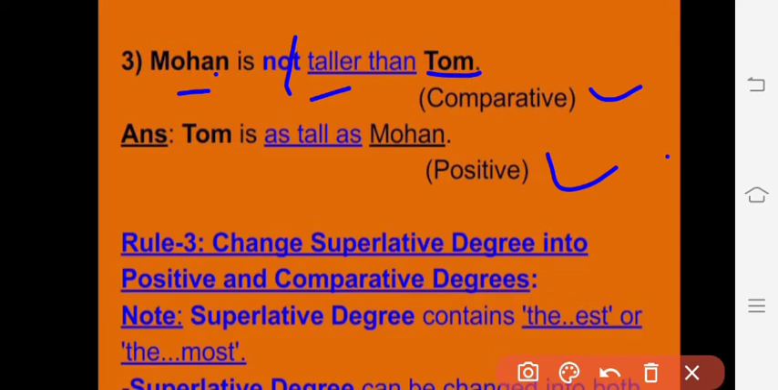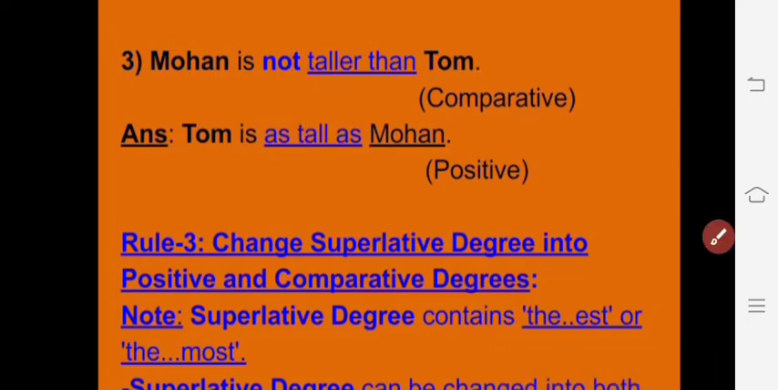Tom is as tall as Mohan. Again I repeat the answer, Tom is as tall as Mohan. Don't write like this, Tom is as taller as Mohan, because as shows positive form, and when there is a positive form you must apply the simple form of the adjective. You have to remove er or more from this adjective and change taller into tall, and apply as or so as.